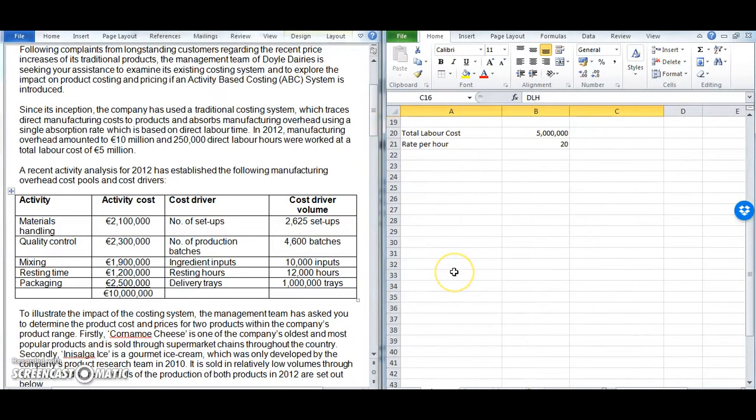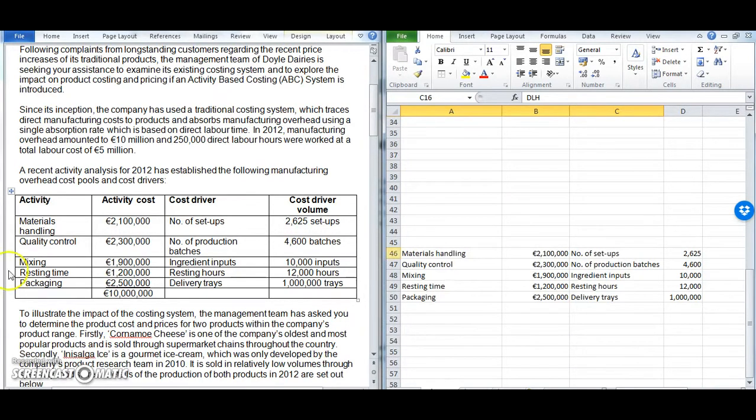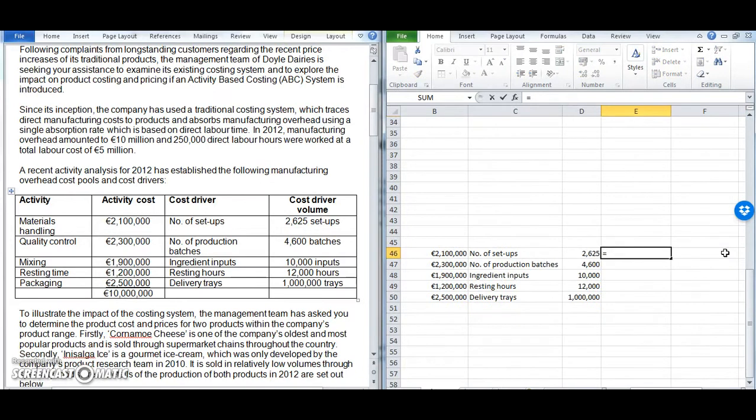So I'll put this down here already, this is just a transcription of what this table is here. And now we want to figure out, for each cost driver, how much is the cost per unit. So 2.1 million of materials handling over the number of setups which drive that essentially says for every setup it's costing you €800. And you can do the same down along, so you can take your time with the calculator, make a pause. I'm just doing it on Excel. So for every production run used, it's €500 per batch.